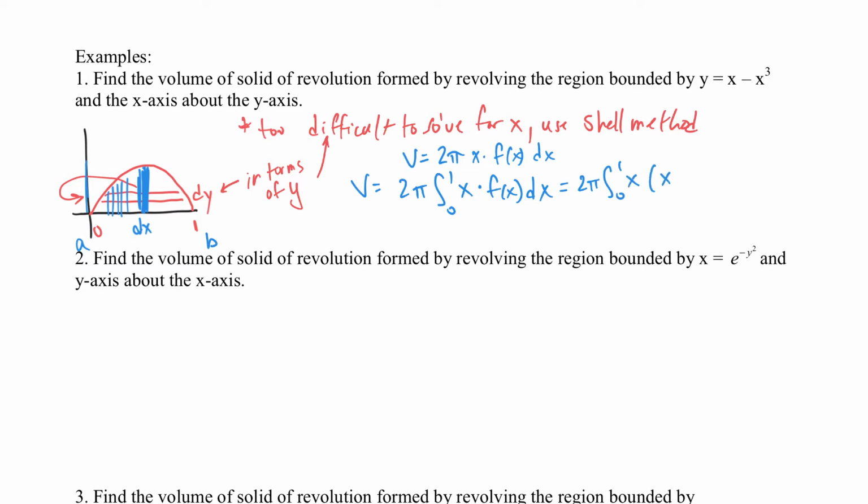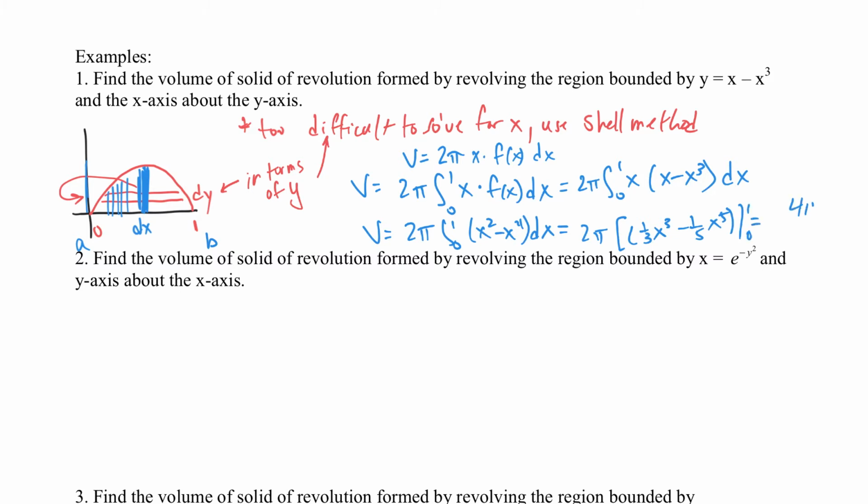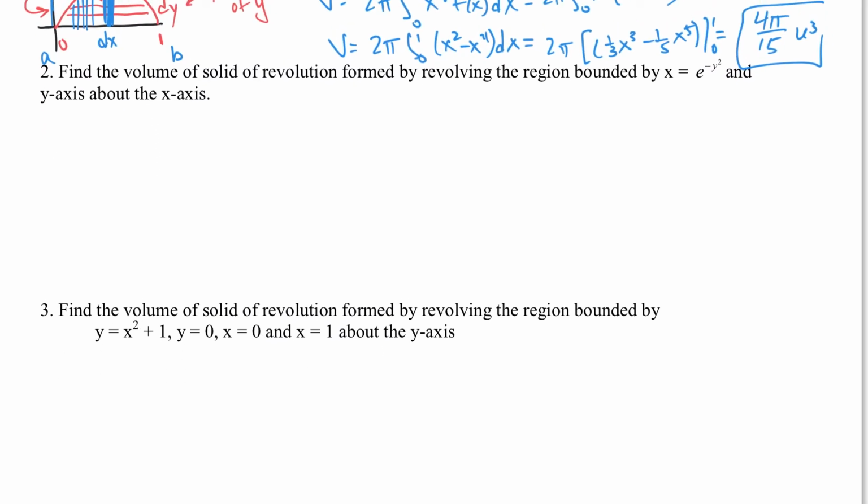Now my f of x is x minus x cubed dx. I can go ahead and go through, and this ends up being, the volume is 2 pi times the integral from 0 to 1 of x squared minus x to the 4th dx, which will give me, when all is said and done, 2 pi times the integral, 1/3 x cubed minus 1/5 x to the 5th on the bounds from 0 to 1, and that all comes out to be 4 pi over 15 cubic units.